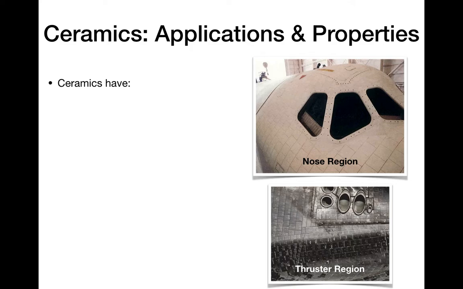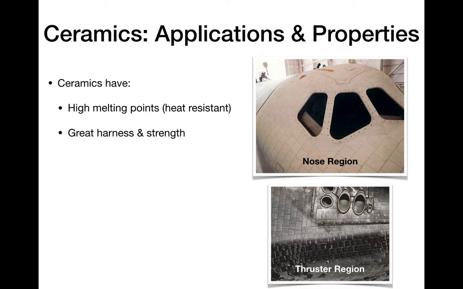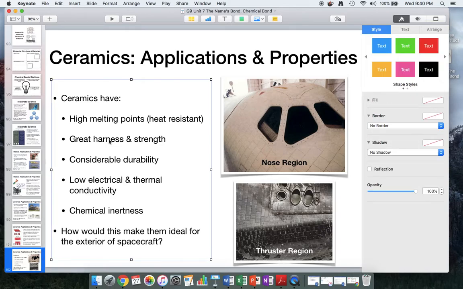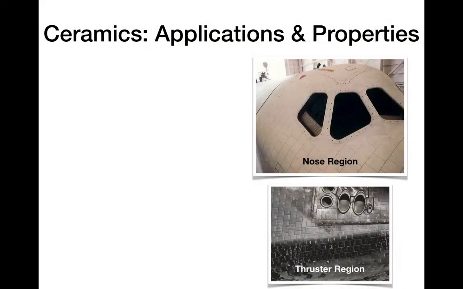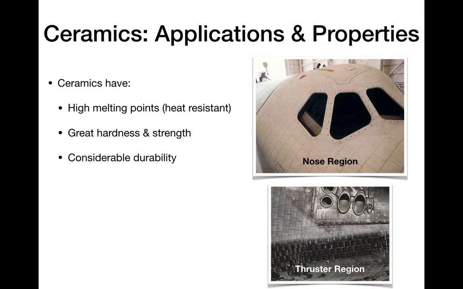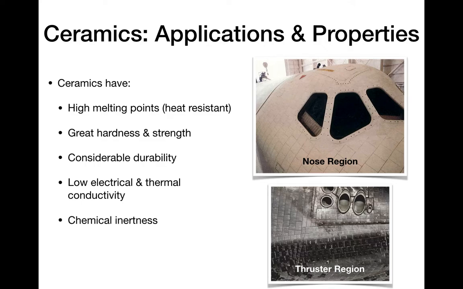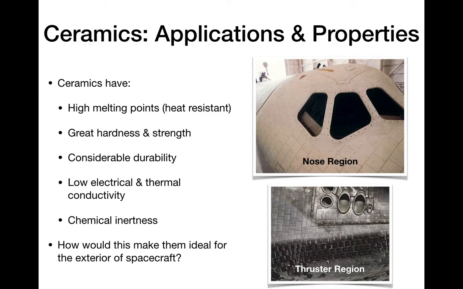So here's a list of the properties of ceramics. They have high melting points. They're resistant to heat. They have really great hardness and strength. They're very durable. They have a low electrical and thermal conductivity, so not much can move between different ceramics. It kind of stays in one place. And they are chemically inert. They don't react.